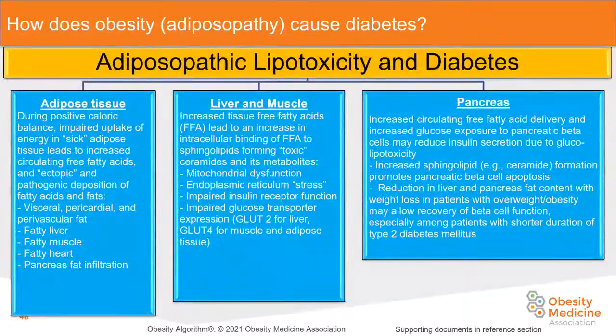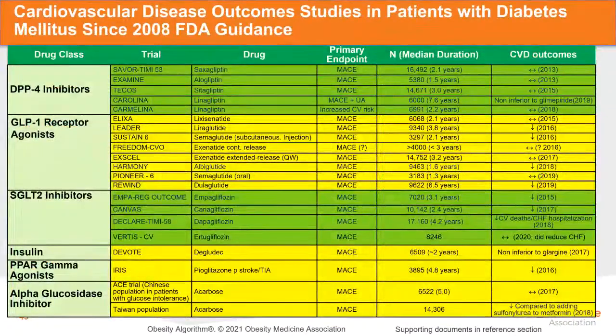What about lipotoxicity? Well, what we mean by lipotoxicity is that you have these free fatty acids that get into different body organs, the cells of the body organs, and if your body is not flexible in its ability to manage these free fatty acids, then they can be transformed into toxic ceramides and metabolites, and that contributes to adipose tissue dysfunction and adipocyte dysfunction.